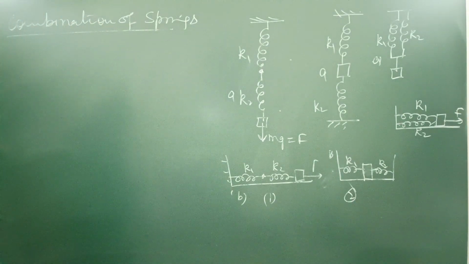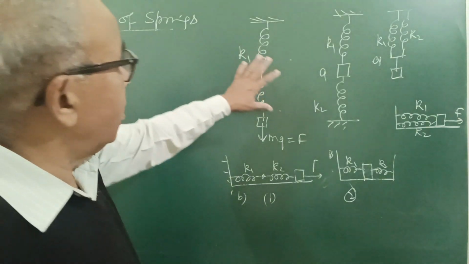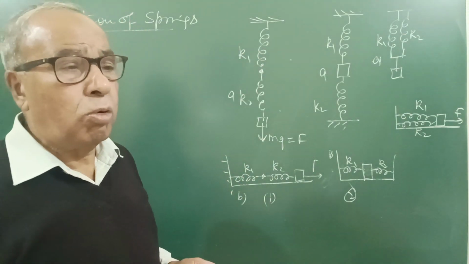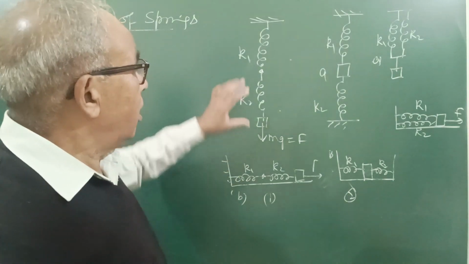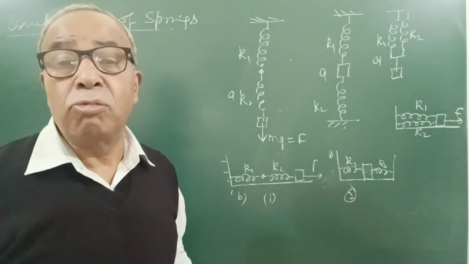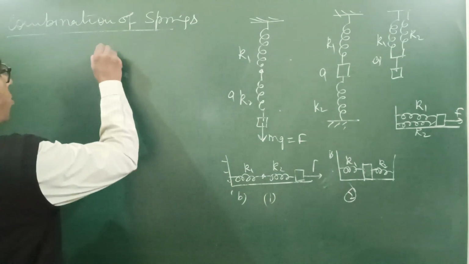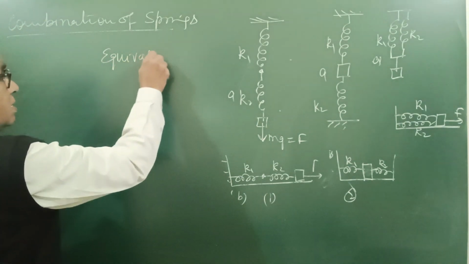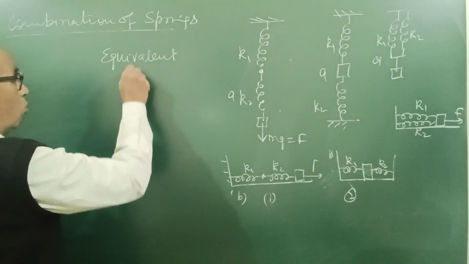So they tell here that we are here trying to find total spring. No, you will not say total here. Equivalent spring constant, equivalent. Our aim here is to find the equivalent spring constant.